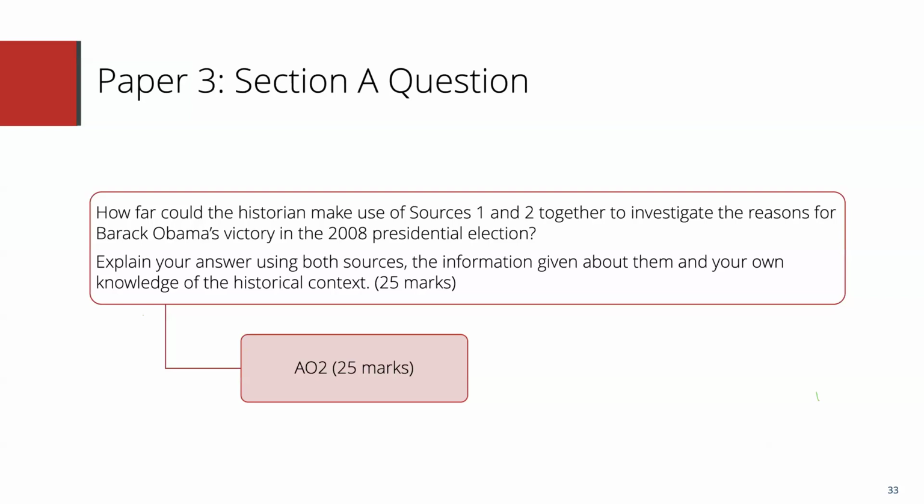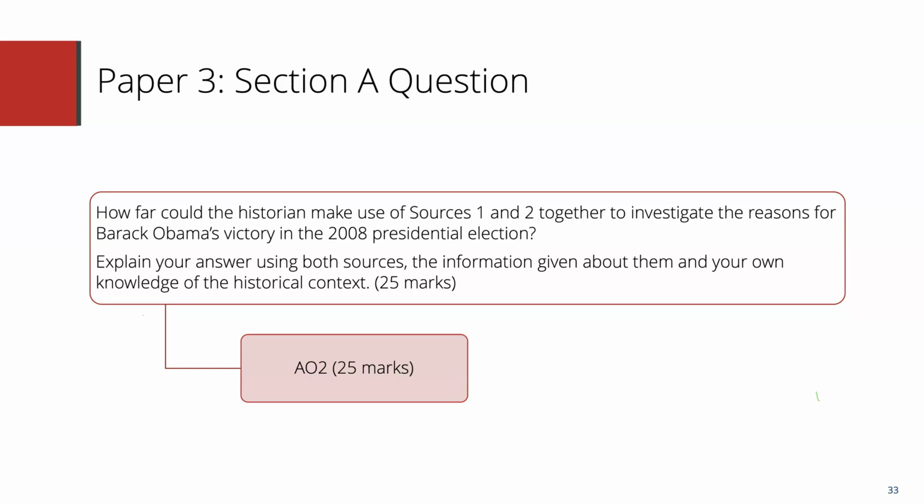So you've had a separate question on source 1, you've had a separate question on source 2. Let's amalgamate the two and put them all together, and let's look at sources 1 and 2. So how far could the historian make use of sources 1 and 2 together to investigate the reasons for Barack Obama's victory in the 2008 presidential election? Explain your answer using both sources, the information given about them, and your own knowledge of the historical context.